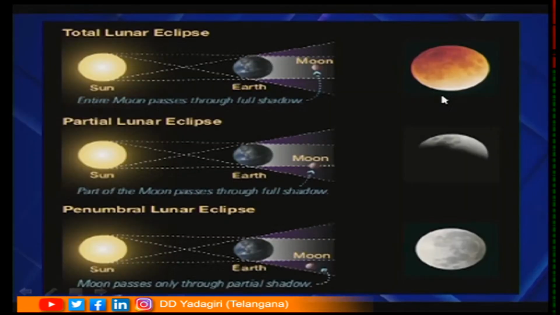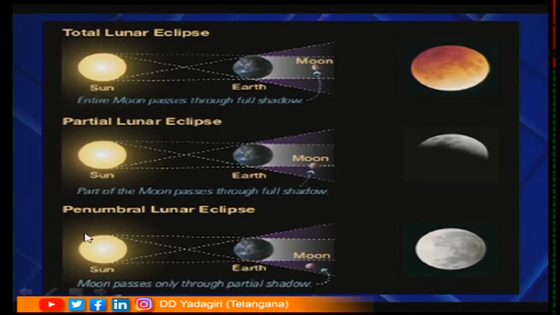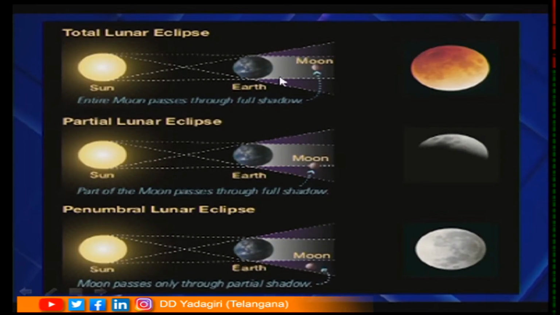Now, let us see the types of lunar eclipse. Here we have three types of lunar eclipse, children. We have total lunar eclipse, partial lunar eclipse and penumbral lunar eclipse. In a total lunar eclipse, you can see the moon is exactly in the umbra. That means the whole shadow of the earth is falling on the moon, isn't it? So, you cannot see the moon, and that is why we call it a total lunar eclipse.